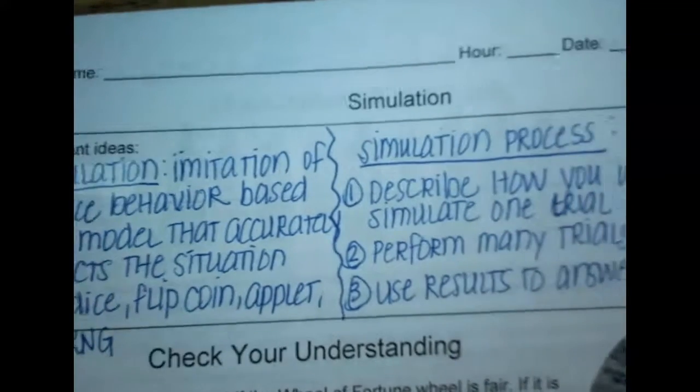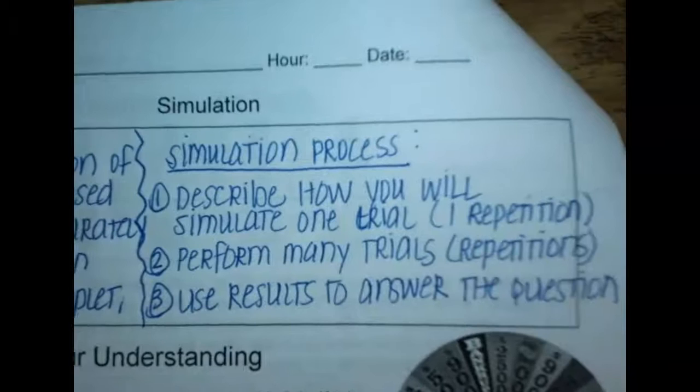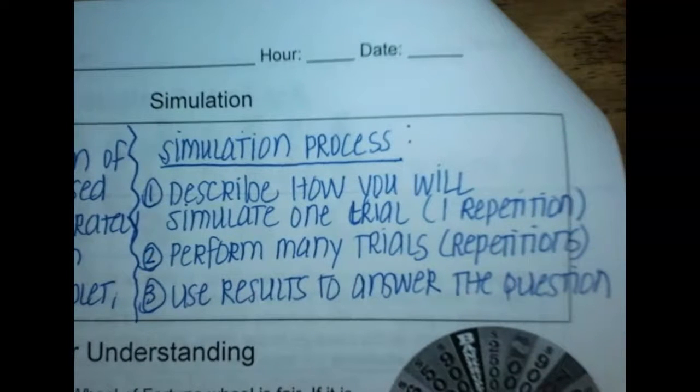The other thing that I want you to know about is the simulation process. These are the 3 things that I'd like you to consider and make sure you mention when writing out what your simulation process is. You need to describe how you will simulate one trial or one repetition. So that tells me if you're doing the dice like we did, you have to tell me which numbers are winners and which numbers are losers. I have to be able to replicate what you're doing. Then you need to perform many trials. And then finally, you need to use the results to answer the question.